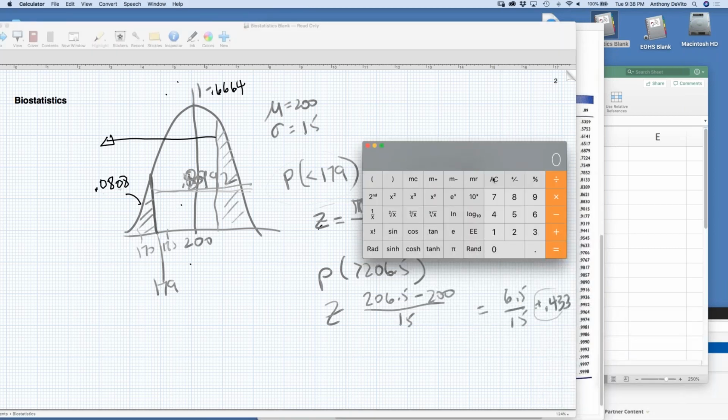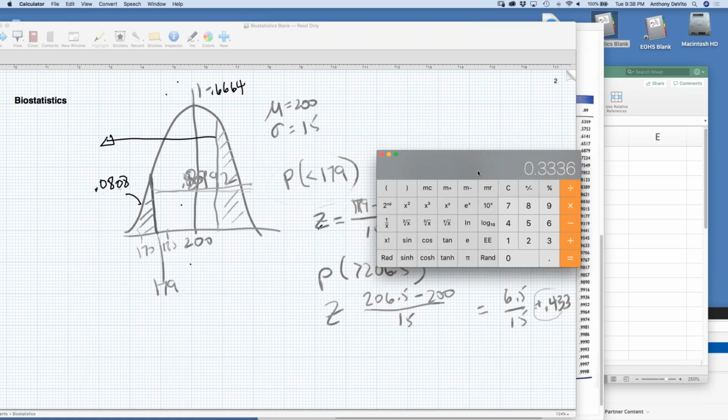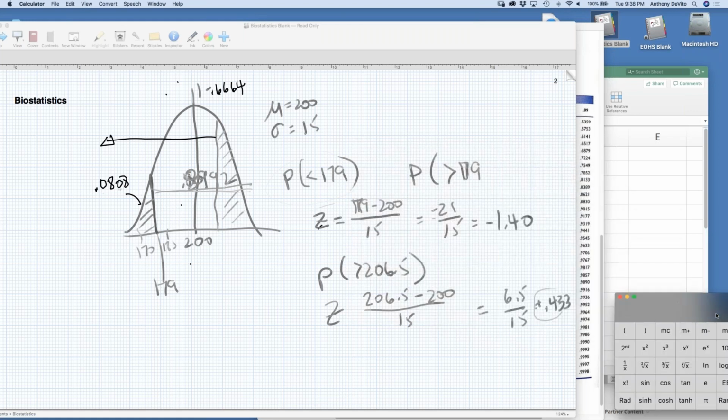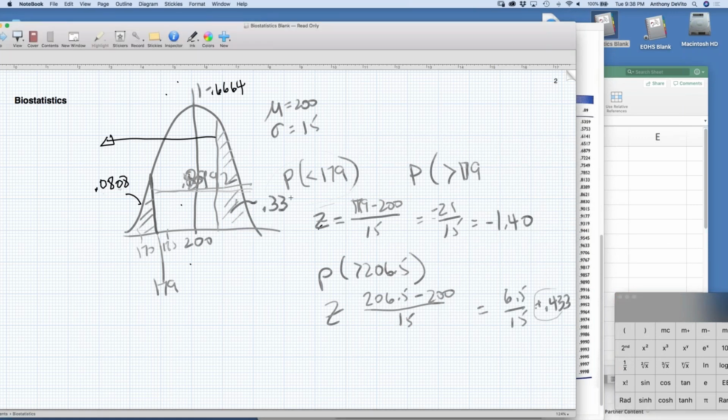Okay, let me clear this out. So 1 minus 0.6664 is equal to about 33%, or 0.3336. That would represent now 0.3336, right? That's what that area represents.